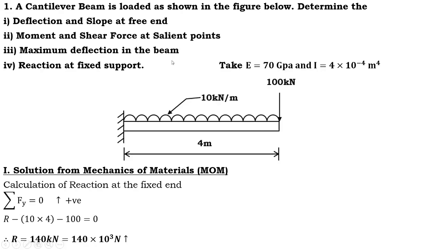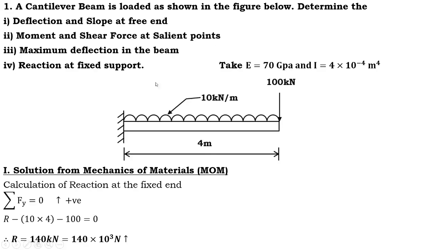Then, the maximum deflection in the beam. Usually, in a cantilever beam, the maximum deflection will be at the free end. That I need to calculate. Then, I need to calculate the reaction at the fixed support. So, these are the four quantities I need to find out. Before moving to FEM, let us try to solve this problem using mechanics of materials.